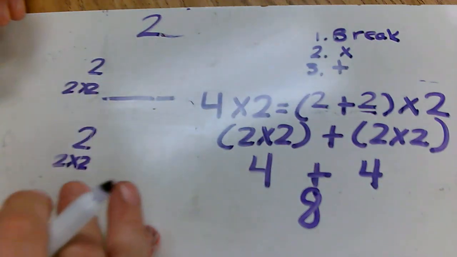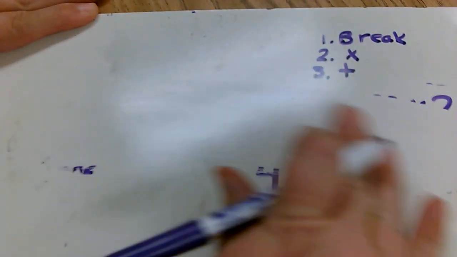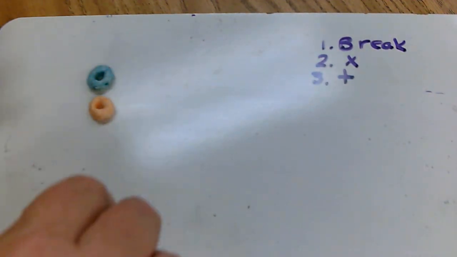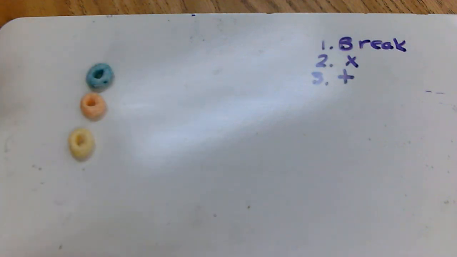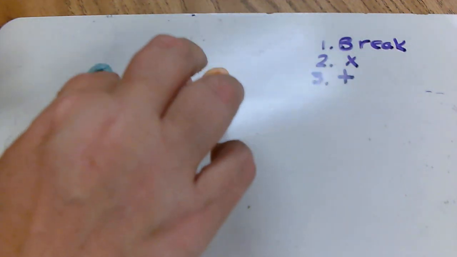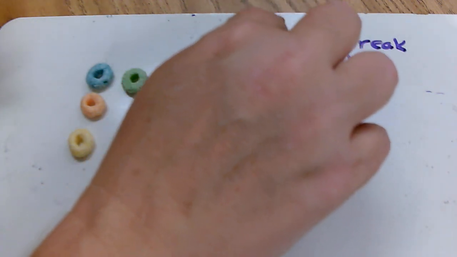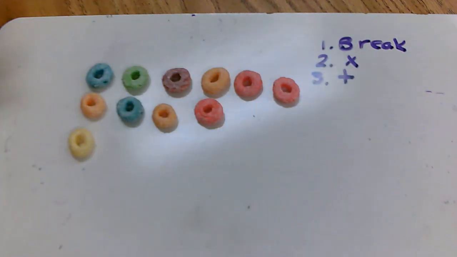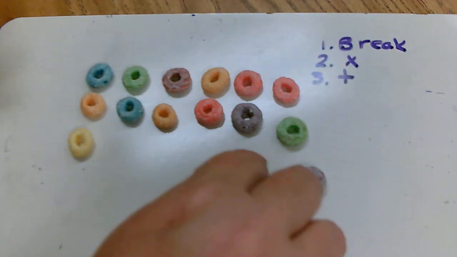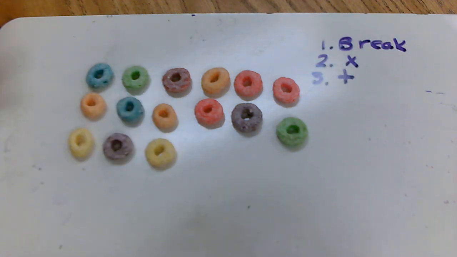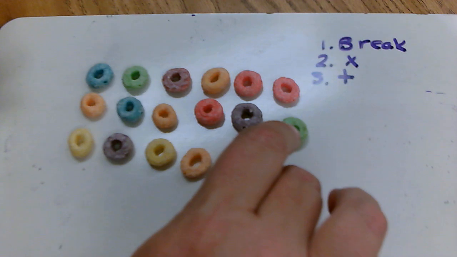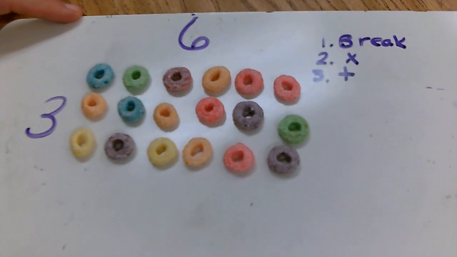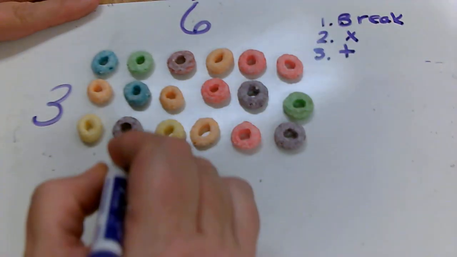All right, I want you to try one on your own. Let's see if you can do one. Pause the video after I make the array. So you're going to do 3 rows of 6. So 1, 2, 3, 4, 5, 6. So we're going to put 6 in each row. All right, so 6 in each row. So 3 rows of 6.